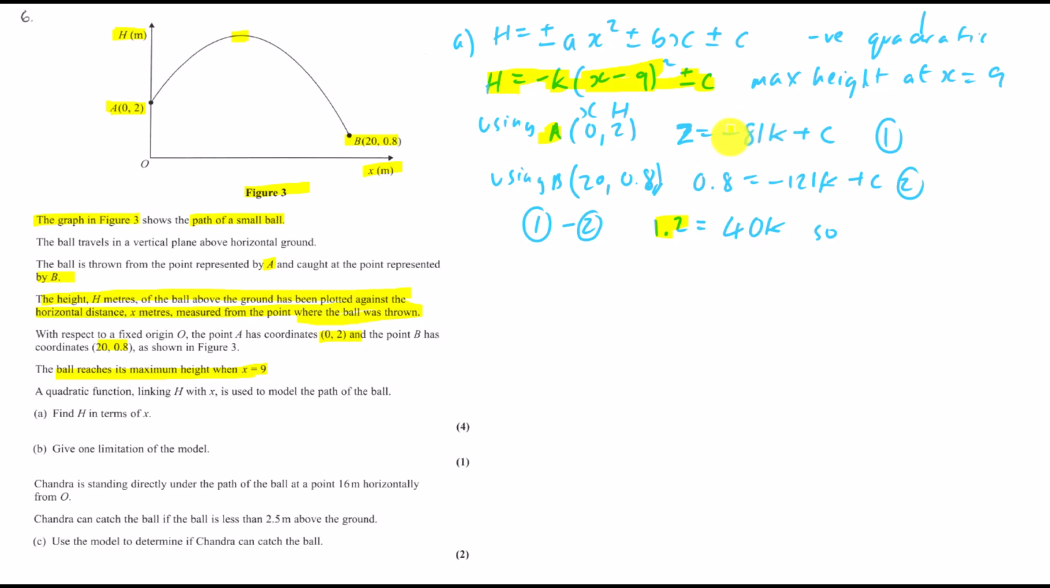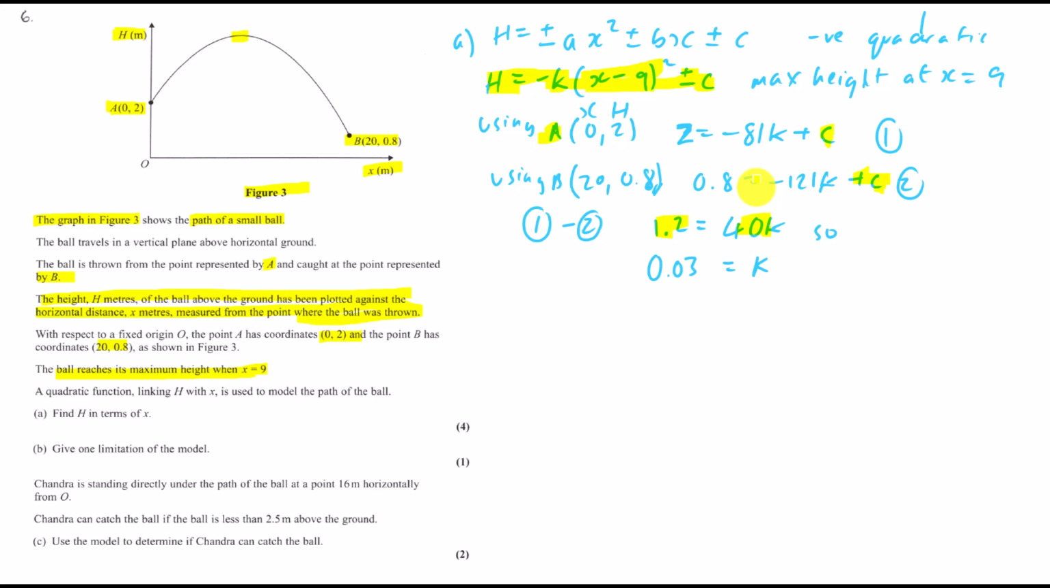Be good with your negative numbers. Minus 81k minus 121k, it makes it a plus, so that's 40k. And because we're minusing, we can cancel the C's. That's what we want to do, so we're left with one unknown. You could match the K's and work out that first, but it's easier to obviously cancel out the C's straight away. So then we get K equals 0.03.